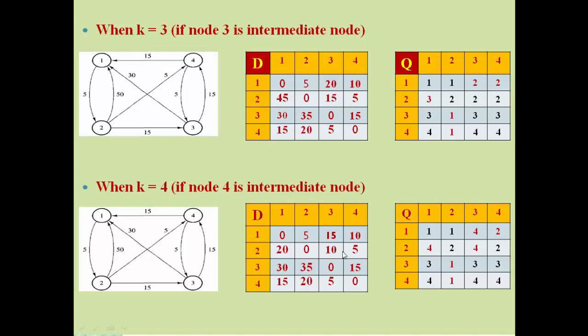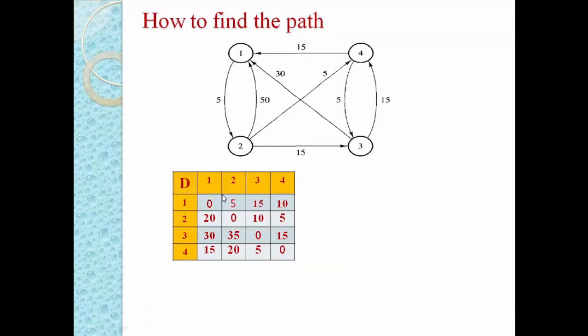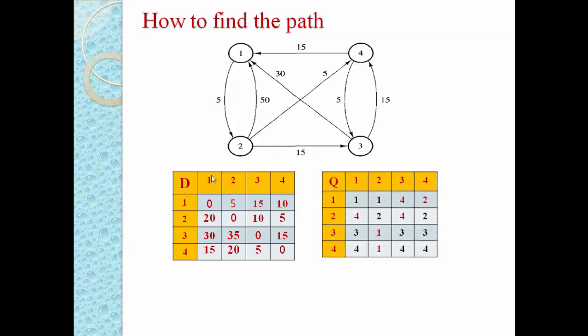So let us use both of these last matrices to identify the shortest path and shortest distance. Let us discuss how we can find the shortest distance and shortest path by using this final matrix, capital D and capital Q. So this is our graph, and this is our final D matrix, and this is our final Q matrix.